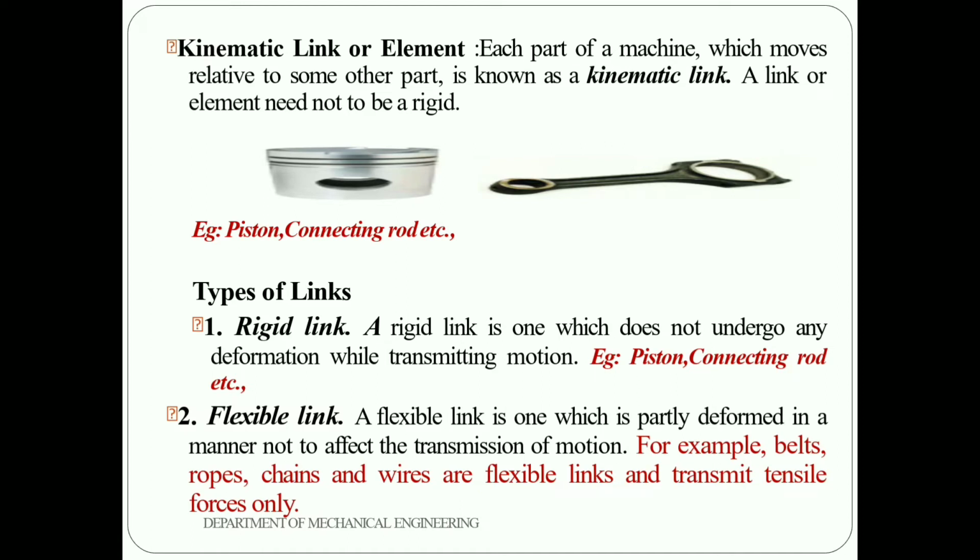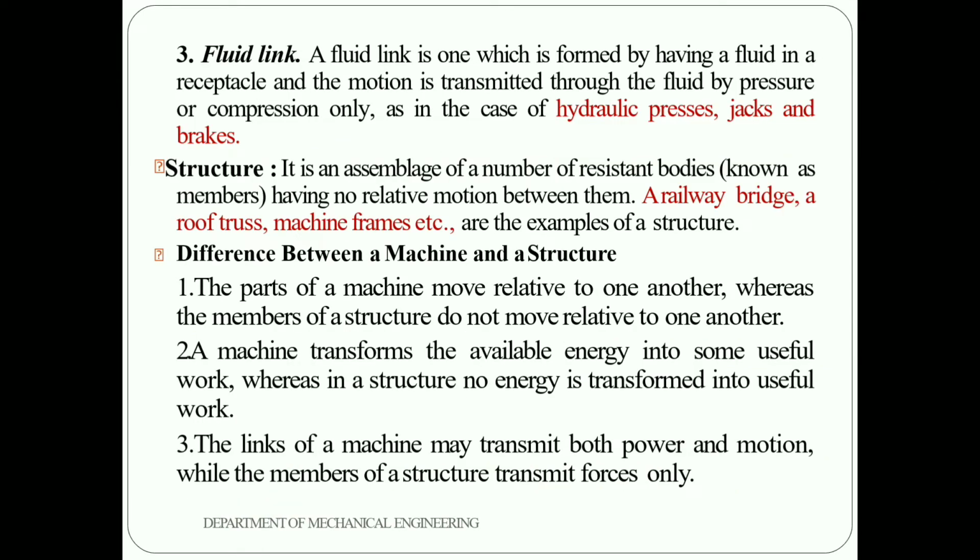What is a flexible link? A flexible link is one which partly deforms in a manner not to affect the transmission of motion. For example, belt, rope, chain and wire are flexible links transmitting tensile forces only. Next one is fluid link. A fluid link is one formed by having a fluid in a receptacle, and motion is transmitted through the fluid by pressure or compression only. In hydraulic presses, jacks and brakes, force is transmitted between the parts this way.